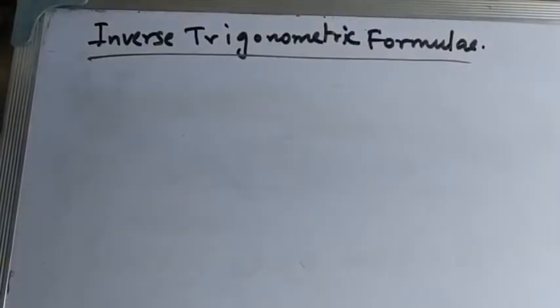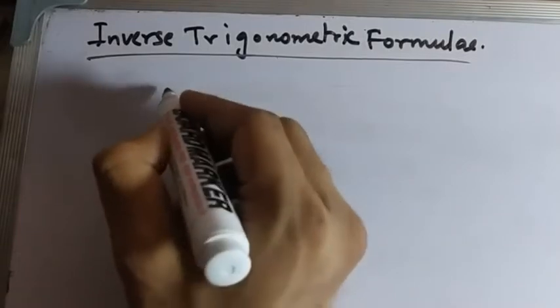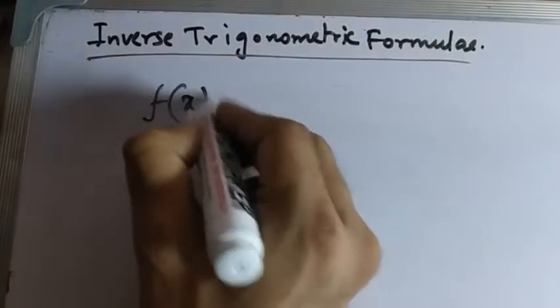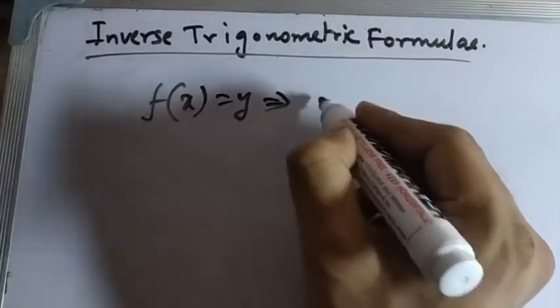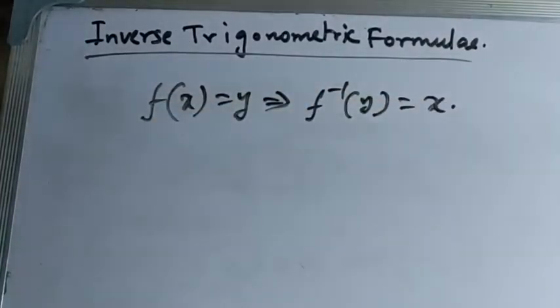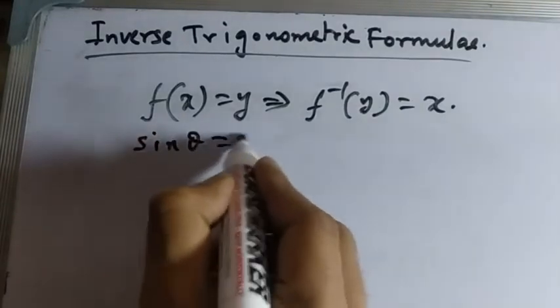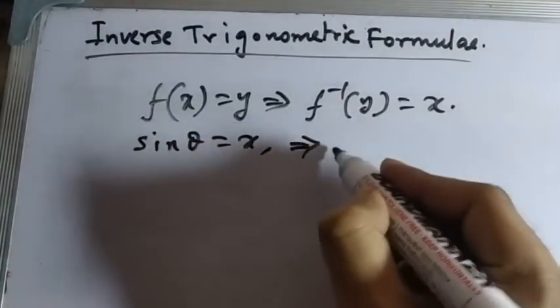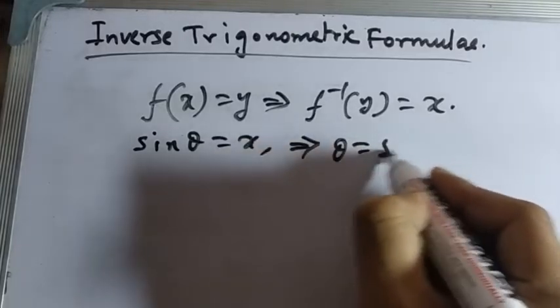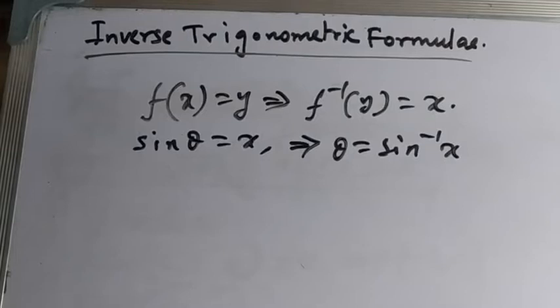Okay. The next one is from the property of inverse, that if f of x equals y, then we can say f inverse of y equals x. Depending on this, we can say if sine theta equals x, then theta will be sine inverse x. Now this thing will be required many times.